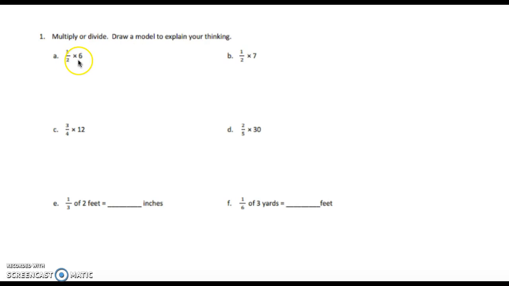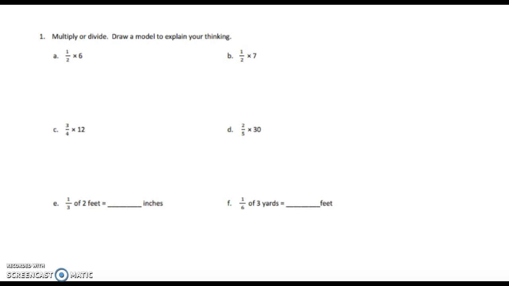Some of these are just a fraction of a whole number, fraction of a whole number, fraction of a whole number, fraction of a whole number, but these two are a little bit different. Here we're talking about feet, and here we're talking about inches. So if you didn't convert the 2 feet into inches, if you found a third of 2, that's not what this question is asking, because there aren't 2 inches and 2 feet. You need to convert first to find your new total of inches. We'll take a look at how to do that.